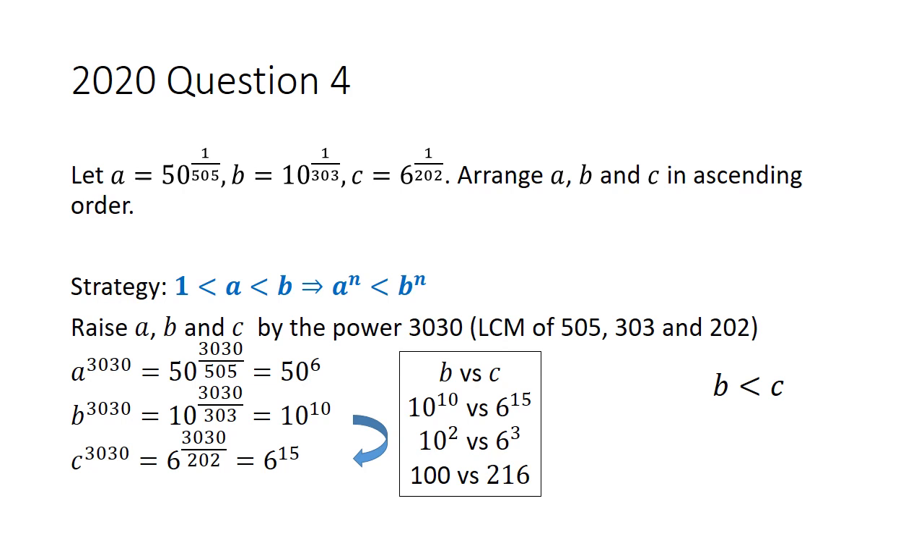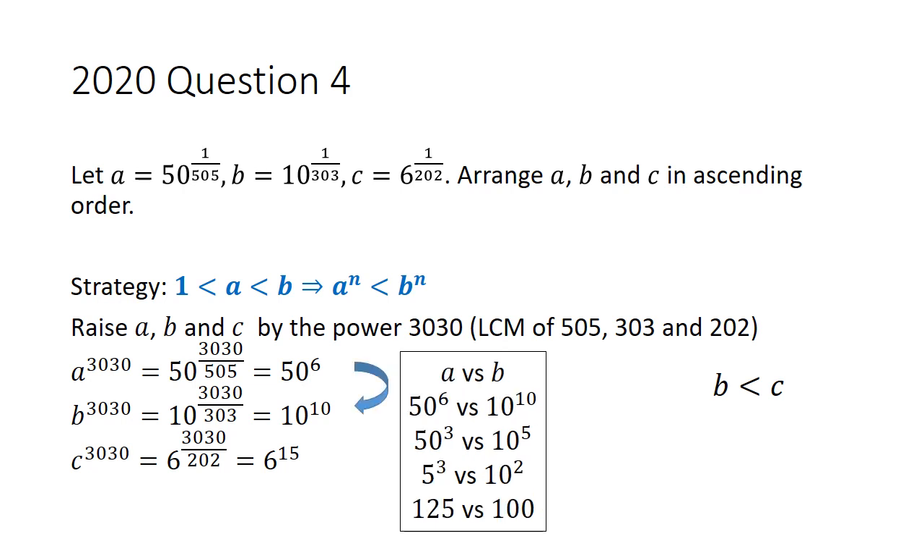So let's compare A against B. I have 50 to the power of 6 versus 10 to the power of 10. Which one's bigger? So I can square root both sides. It will give me 50 cubed versus 10 to the power of 5. Now 50 cubed is the same as 5 cubed times 10 cubed. And 10 to the power of 5 is equal to 10 squared times 10 cubed. So I can cancel 10 cubed on both sides. So what I am doing is comparing 5 cubed against 10 squared. That is 125 versus 100. So A is more than B, or B is less than A.